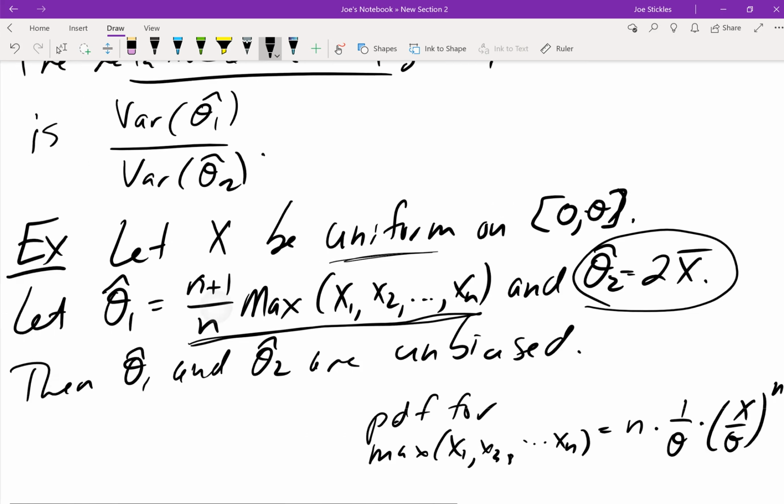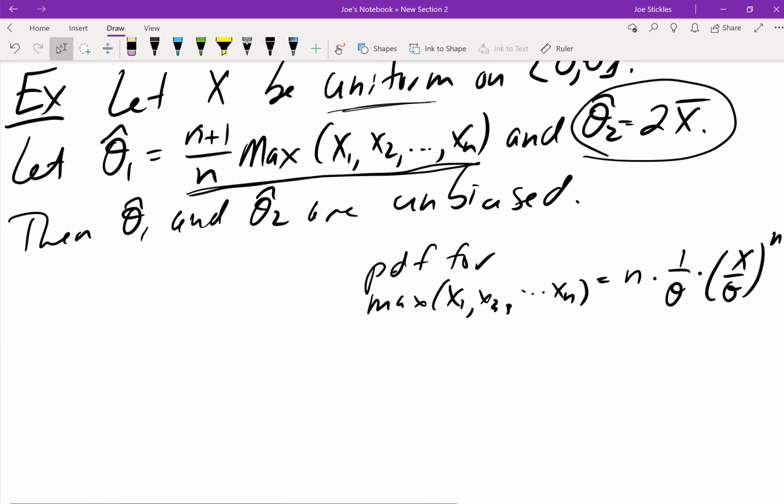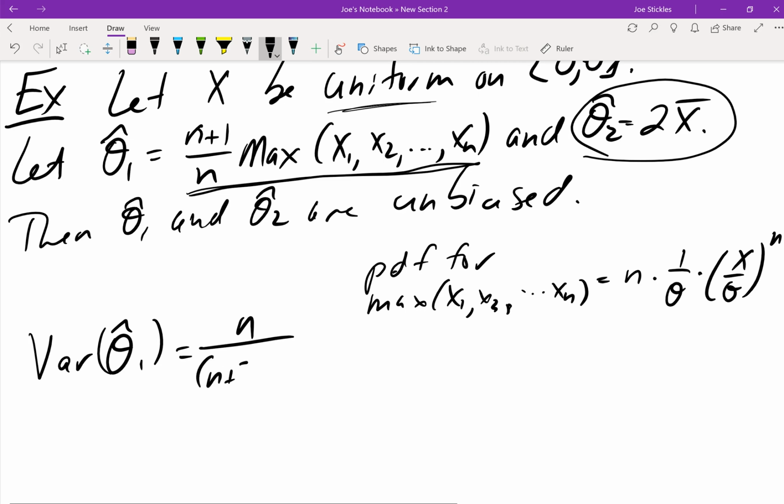You can also show that the variance of theta 1 hat will be, I don't remember it off the top of my head, it's from this other book, n over n plus 2 times n plus 1 squared, times theta squared. The other one's easy. The variance of 2 x bar. This is the regular theta squared, yeah, because it's in terms of the original parameter.